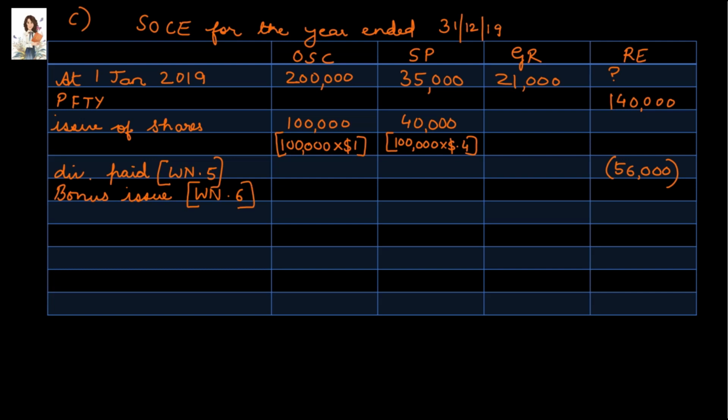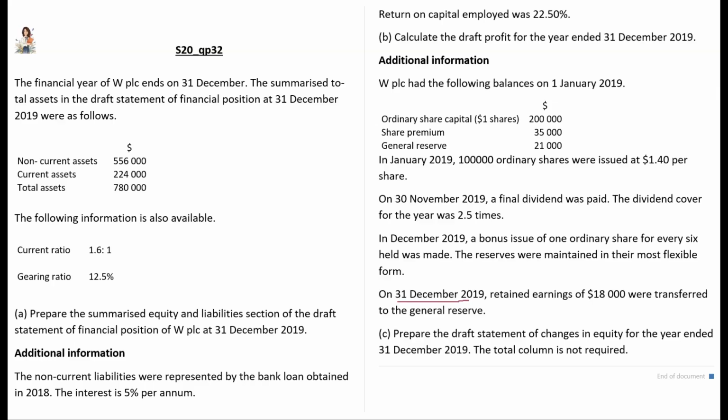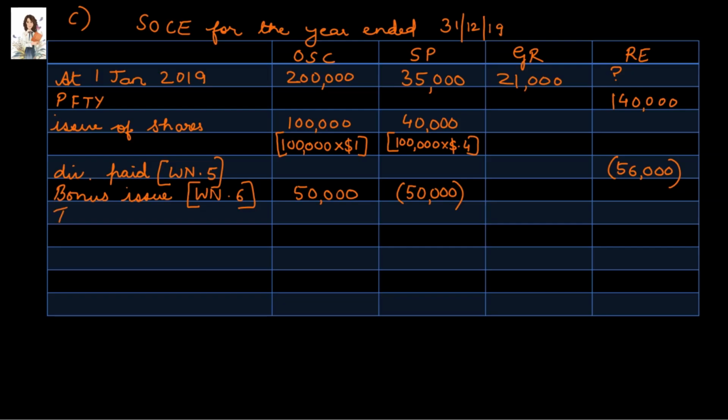Reserves are to be maintained in the most flexible form. That means first we will use the securities premium reserve. $50,000 will be removed from here and transferred to the ordinary share capital. Ordinary share capital increases by $50,000 after the issue of bonus shares. On the last day of the year, retained earnings of $18,000 were transferred to the general reserve. So let's record this in our main answer. Transferred to general reserve. 18,000 subtracted from retained earnings, 18,000 added to general reserve.